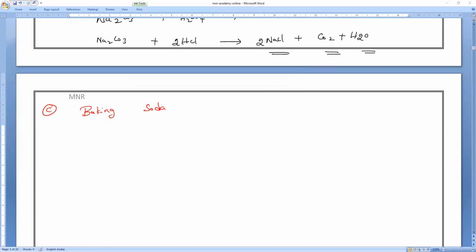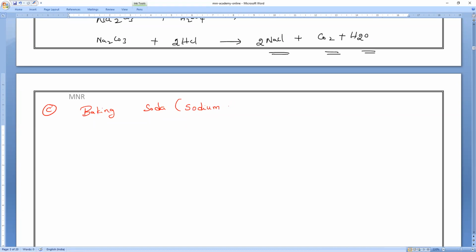But it is not baking soda. They'll say baking powder. We'll discuss what is the difference between baking soda and baking powder. So now what is the next compound which is coming from the sodium chloride? Everybody? That is what? Baking soda.